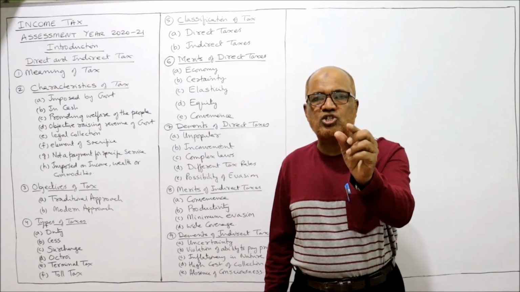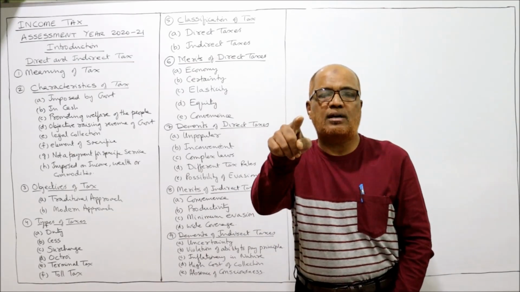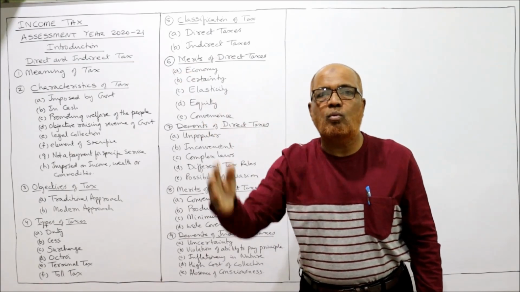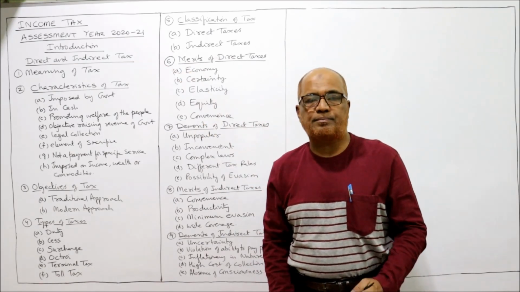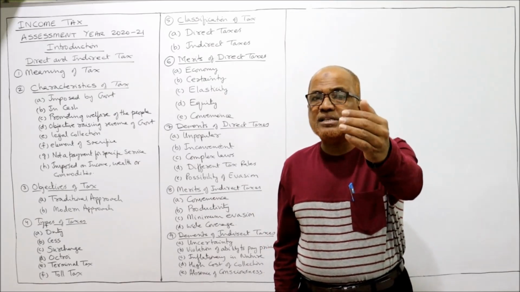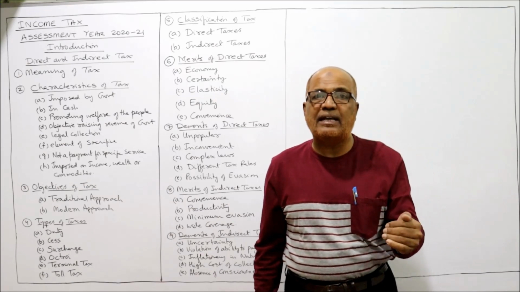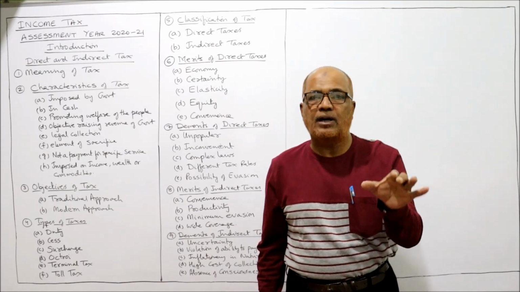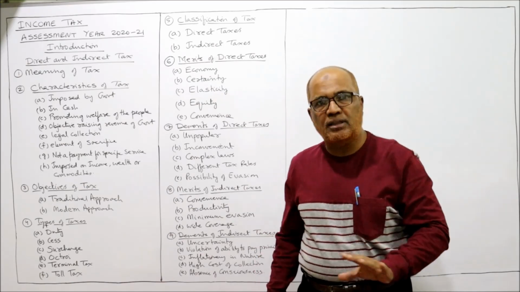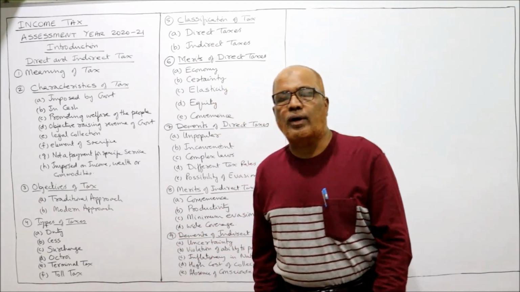The highest surcharge rate is 37% for those individuals whose income is more than 5 crore rupees. If an individual's income is below 50 lakh, there is no surcharge at all. Below 50 lakh rupees is the total income during a particular previous year. That's it.